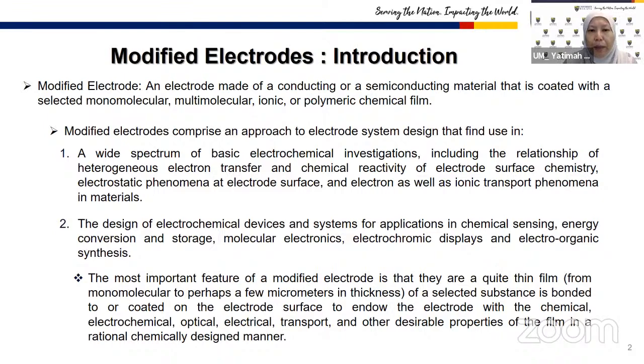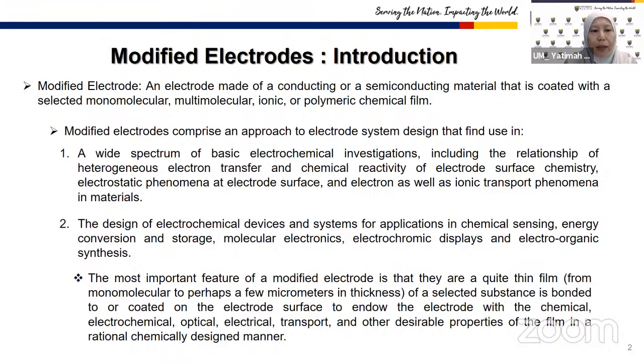Modified electrodes comprise an approach to electrode system design that finds use in several areas. The first characteristic is that we want the modified electrode to be very conductive, so we want to see a wide spectrum of potentials. It can react and transfer electrons, because the electrode reaction is actually heterogeneous. We can see electron transfer between the conducting material and the solution, which is more of an ionic material. So this benefits the chemical reactivity on the electrode surface, as we look at how electrons are transported and change the ionic materials.